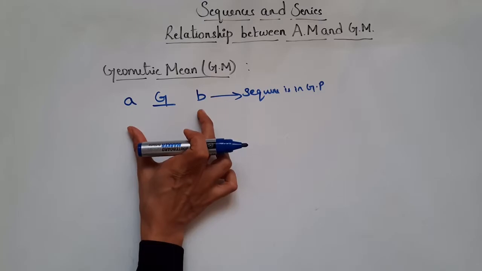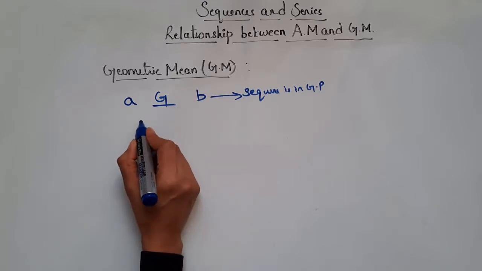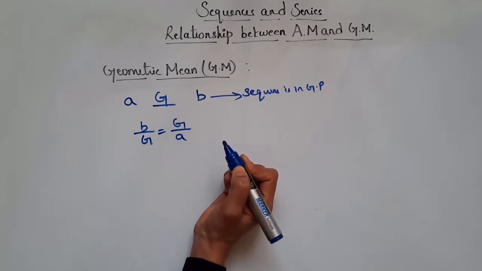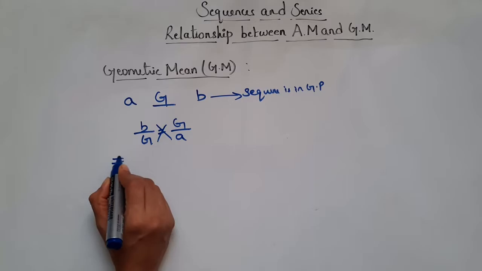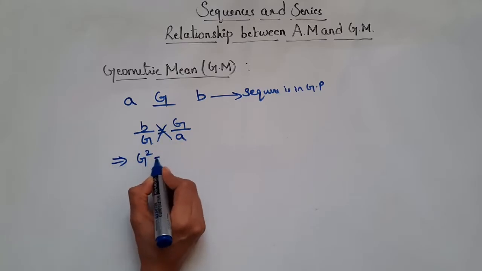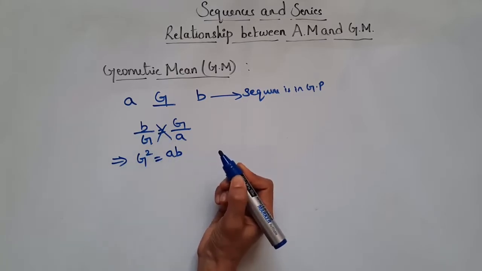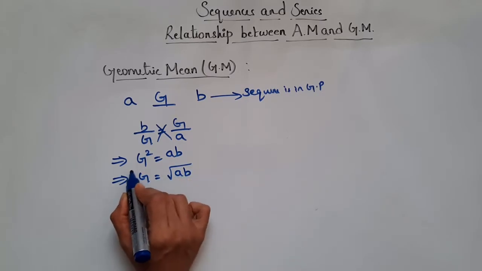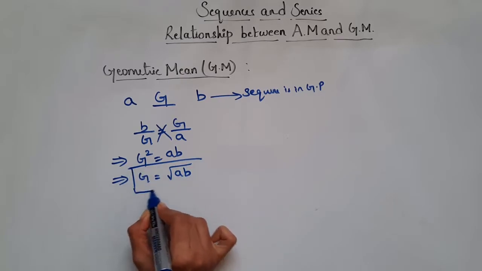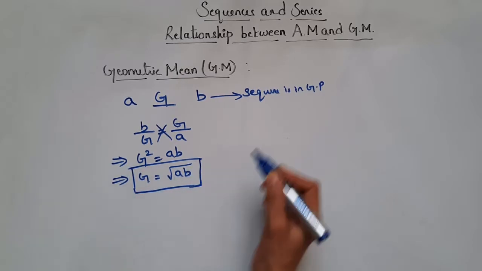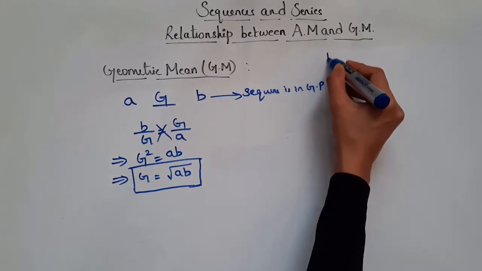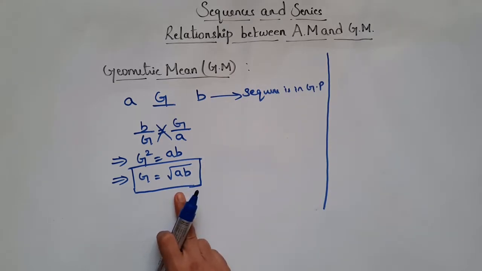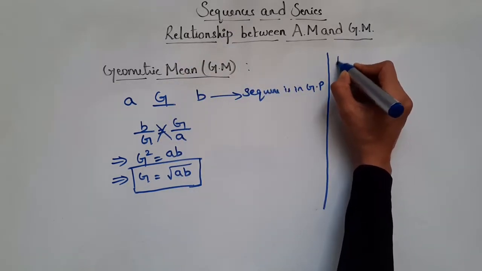If this sequence is in GP, we know the ratio b by g is equal to g by a, right? So here let's cross multiply. This implies g into g, which is g square, is equal to a into b. So g is equal to square root of ab. So g, that is the geometric mean, is given by square root of ab. Now we already know the arithmetic mean, which we have seen in my previous video, and also we know the geometric mean g is equal to root ab. So let's see the relationship between AM and GM.